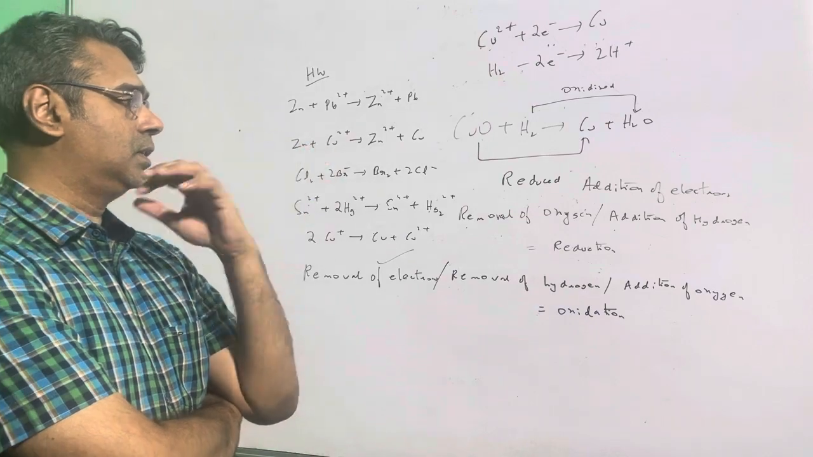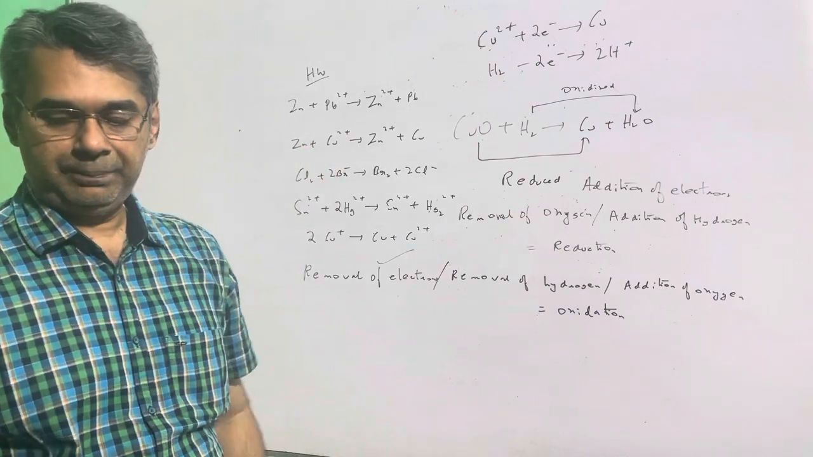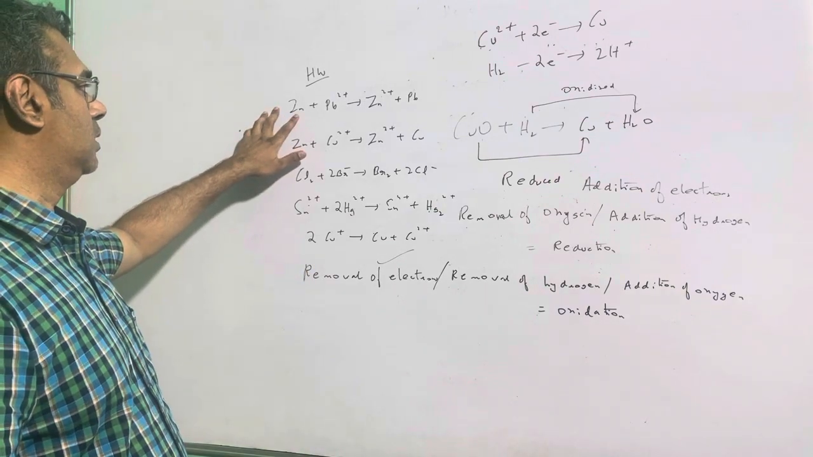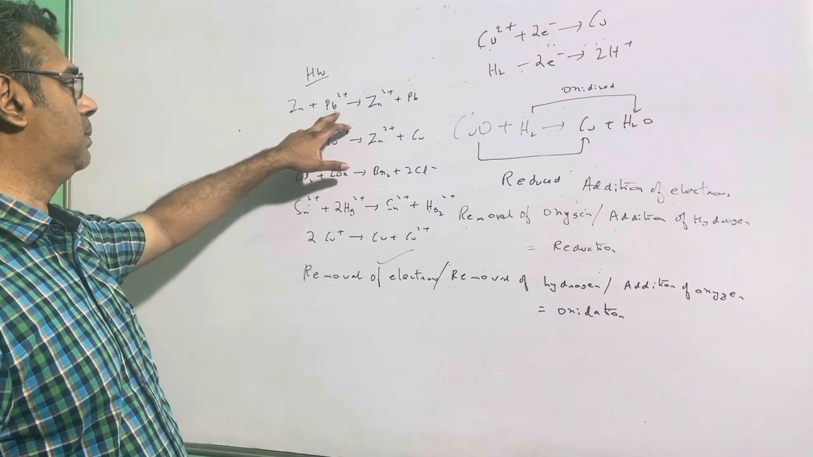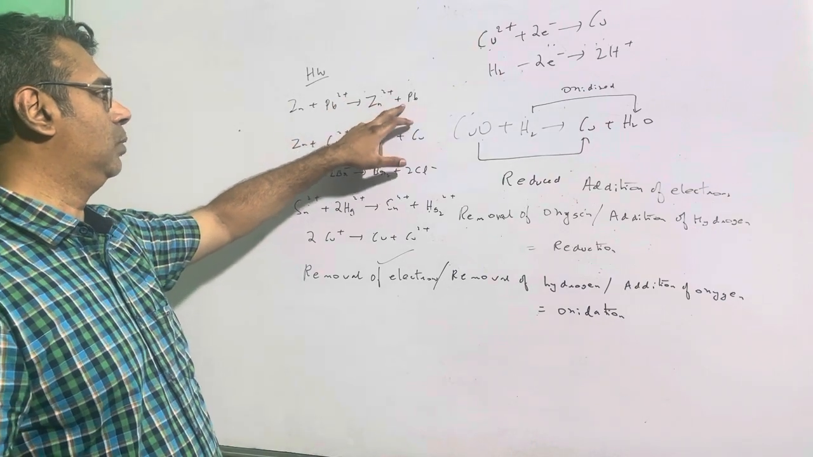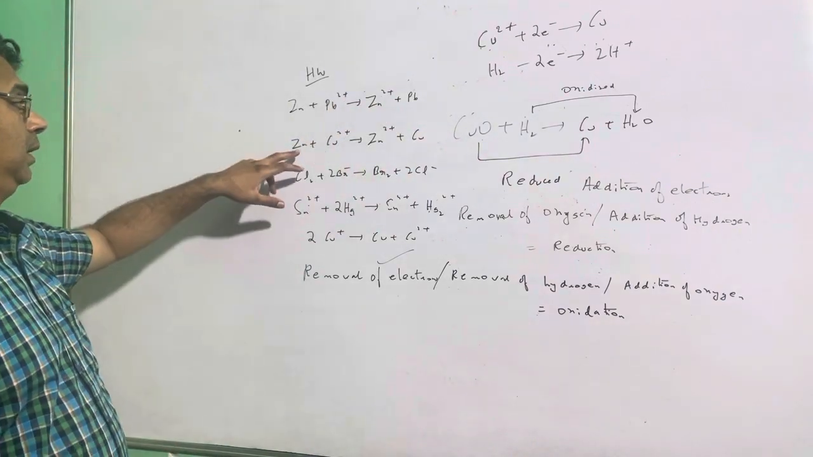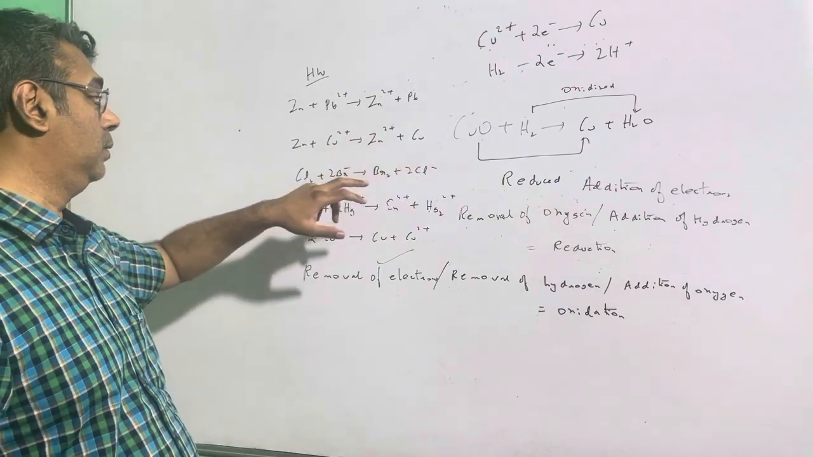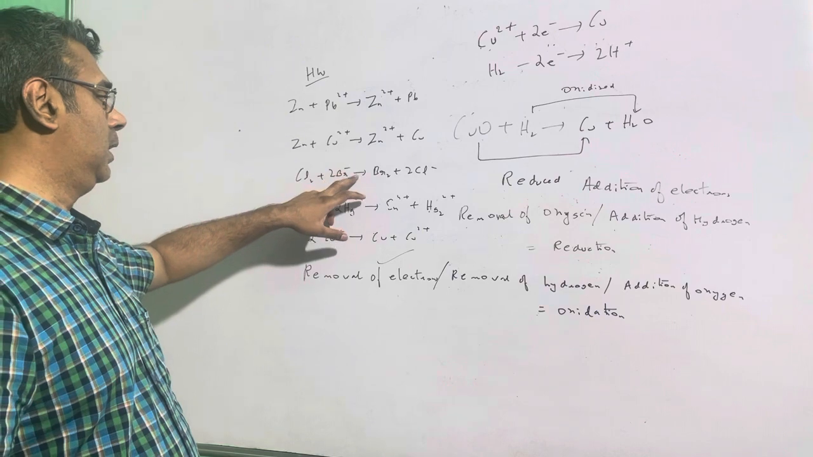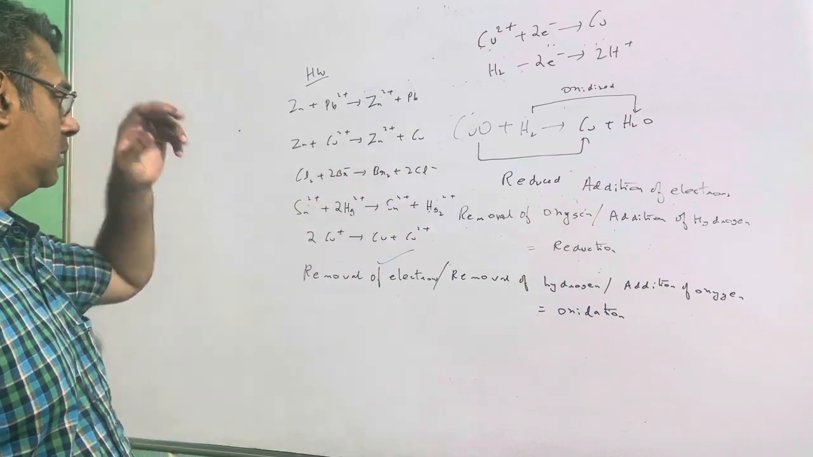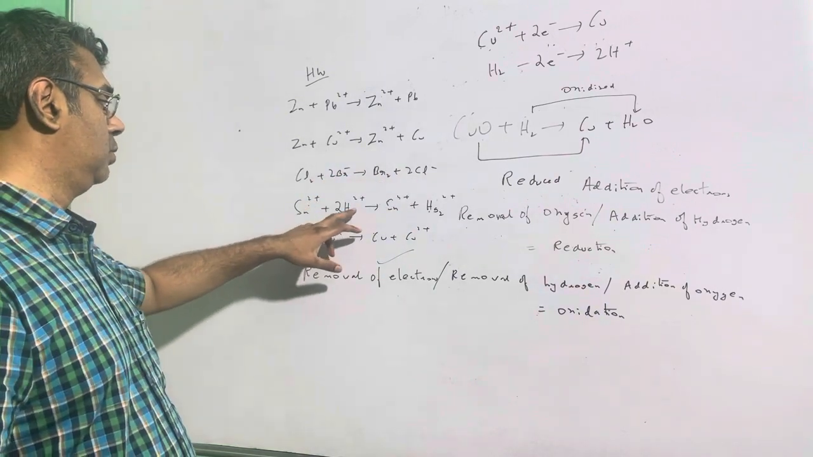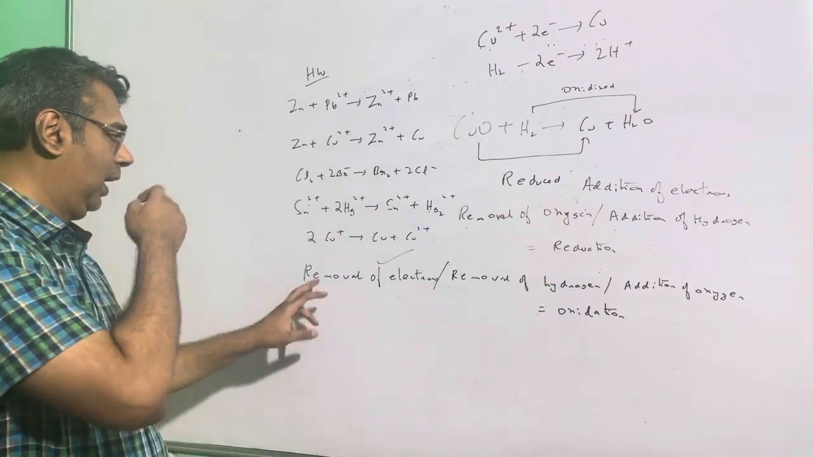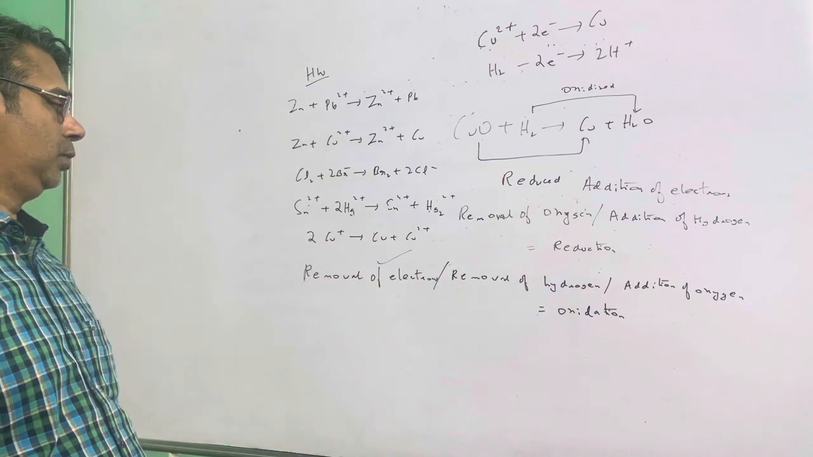And based on this definition of oxidation and reduction, I am giving you 5 homework questions. The first is Zn plus Pb2+ gives Zn2+ plus Pb. Then second is Zn plus Cu2+ gives Zn2+ plus Cu. Then chlorine plus 2Br- gives Br2 plus 2Cl-. Then Sn2+ plus 2Hg2+ gives Sn4+ plus Hg2 2+. And 2Cu+ gives Cu plus Cu2+.